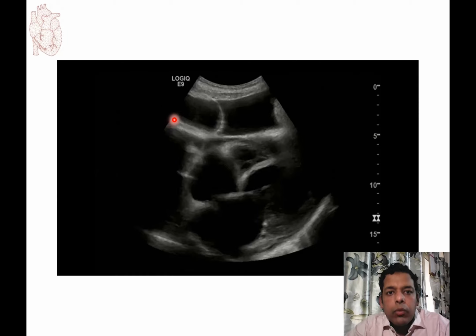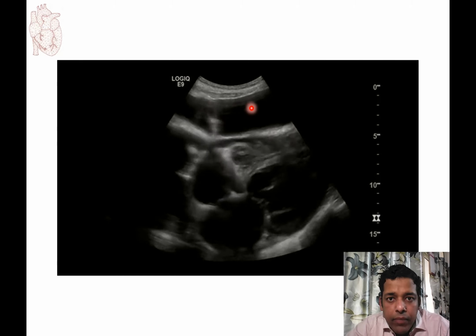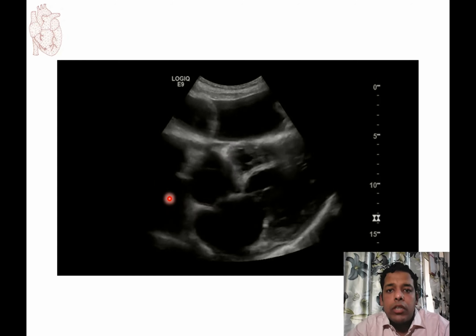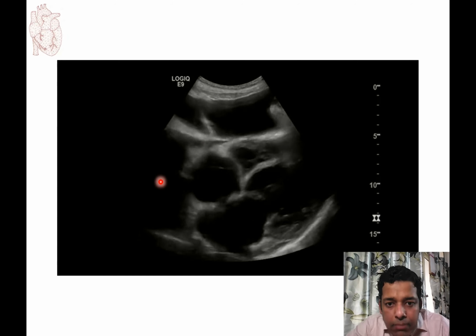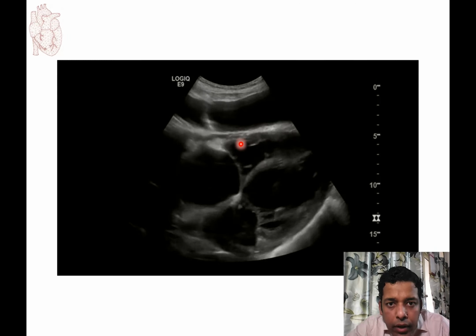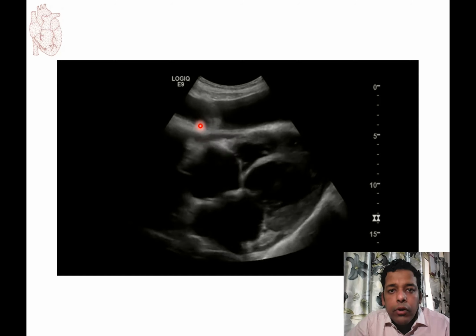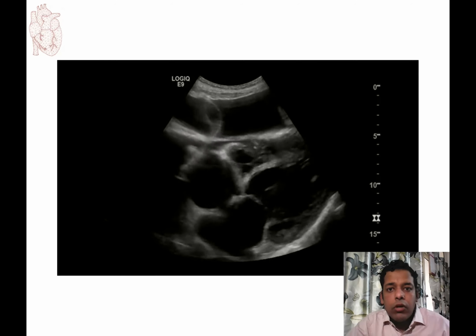Now this echo shows ascites and pleural effusion in the subcostal view. A very small pericardial effusion can also be seen in this echo. Now here you can look at the falciform ligament floating from the diaphragm.